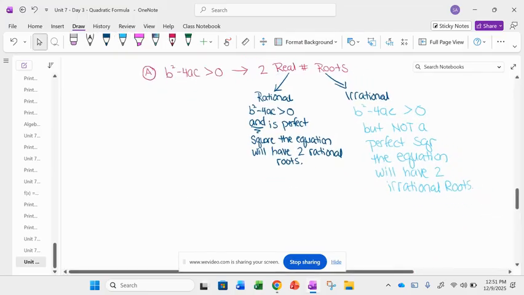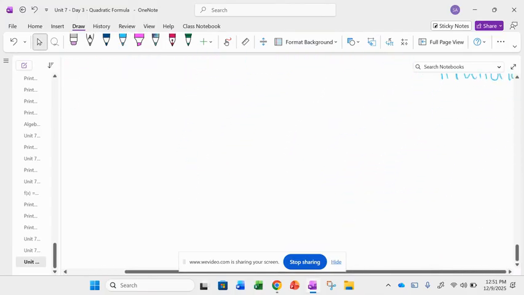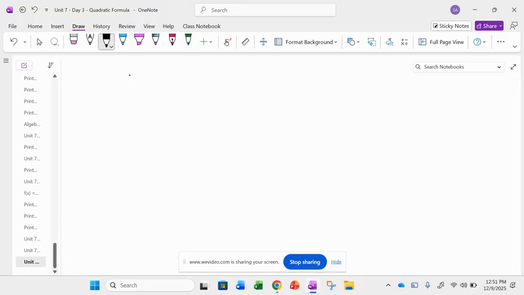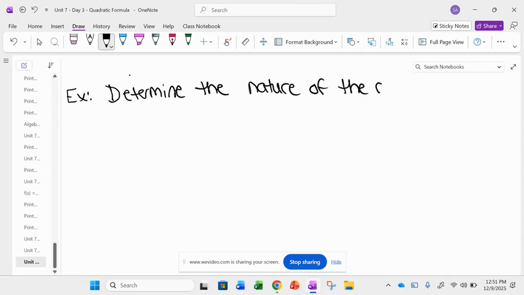Okay, let's do an example. So I want us to determine the nature of the roots. That's the directions. Determine the nature of the roots. And the equation is x squared plus 6x minus 16 is equal to 0.